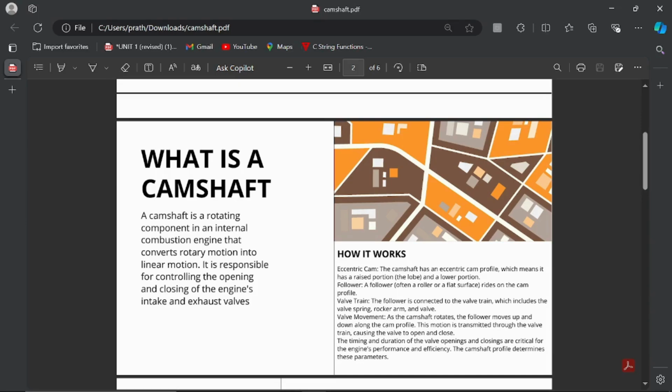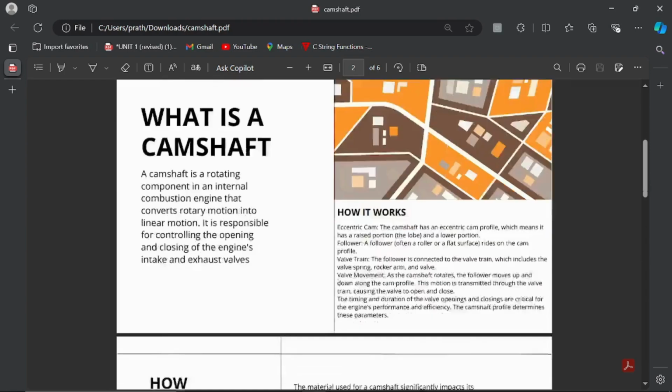So how does it work? There's an eccentric cam. The camshaft has an eccentric cam profile, which means it has a raised portion, which is known as the lobe, and a lower portion. And it has a follower. A follower rides on the cam profile. Then there is the valve train. The follower is connected to the valve train, which includes the valve spring, rocker arm, and valve movement. As the camshaft rotates, the follower moves up and down along the cam profile. So the motion is transmitted through the valve train, causing the valve to open and close.